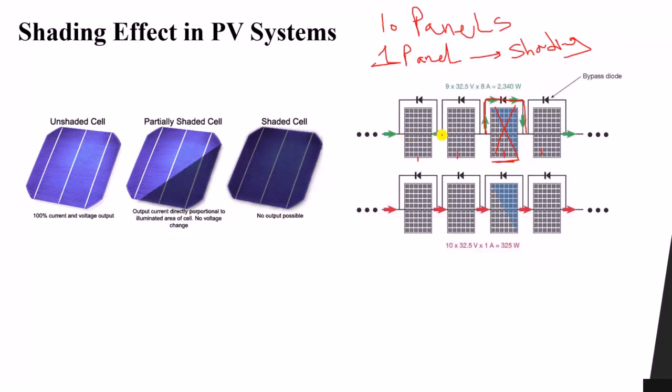Each panel here has a voltage of 32.5 volts and a current of 8 amperes. When we cancel this one, what is the output power? Power number 1 is equal to how many panels? We originally had 10 panels and we cancelled one panel, so we have 9 panels multiplied by the voltage of each panel, which is 32.5 volts and will not change, multiplied by the current.